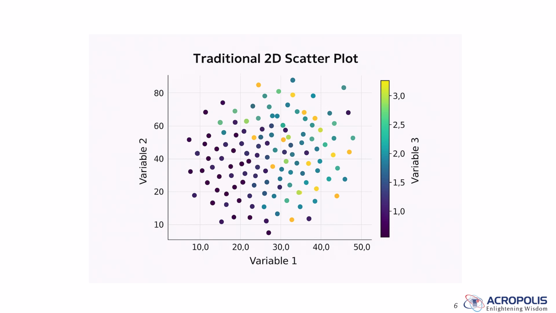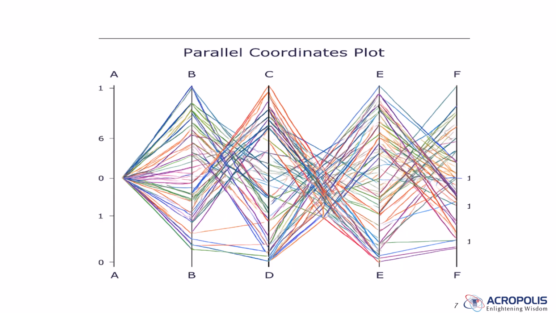This is a traditional 2D scatter plot. Here you can see variable 1, 2, and 3, among which the graph is plotted. And this is a parallel coordinate plot. Here you can see that the graph is plotted among 5 dimensions, that is each axis representing one dimension.